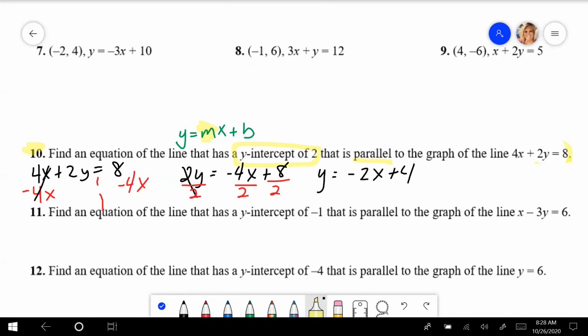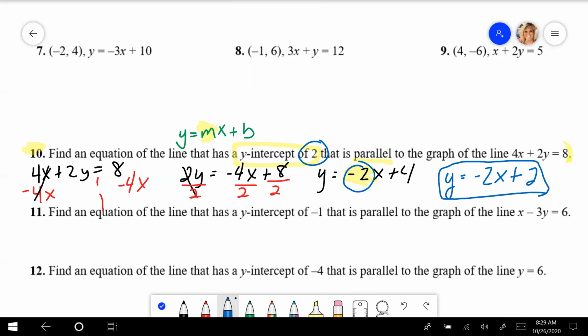You did all of that so that you could find this right here, so that you could find that slope. So now I'm going to use the y-intercept and this slope to write my equation. It should be y equals negative 2x plus 2. This would be the equation of a line that is parallel to this line and has a y-intercept of 2.